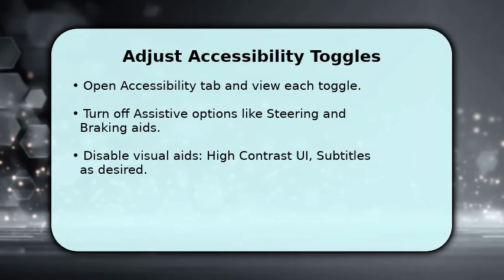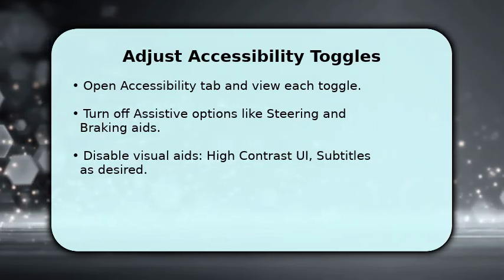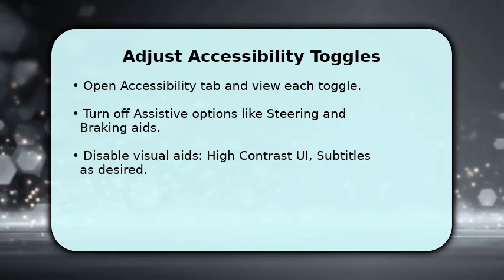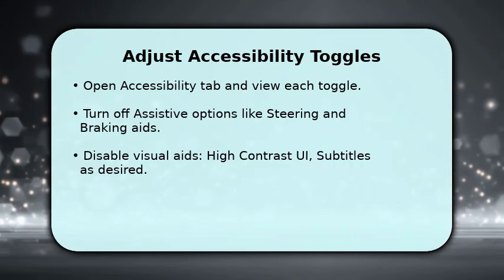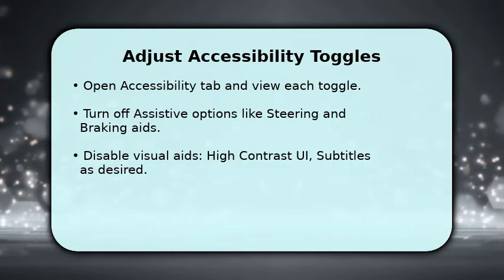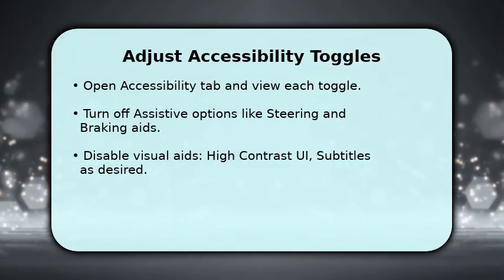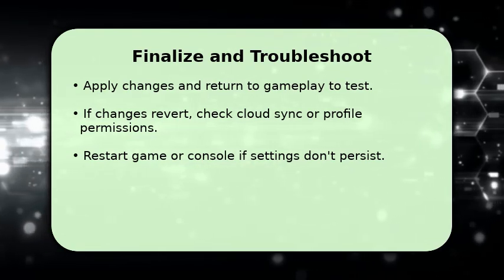Make sure to also review visual and audio aids. Turn off high contrast UI or auto subtitles only if you do not rely on them. After changing each setting, move to the bottom of the list and choose Apply or Confirm so the game finalizes by applying changes and quickly testing in free roam or a quick race to confirm the behavior matches your expectations.